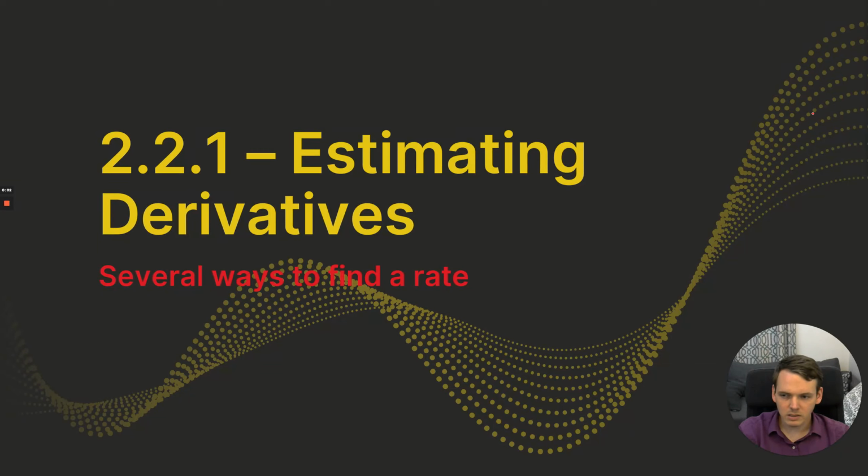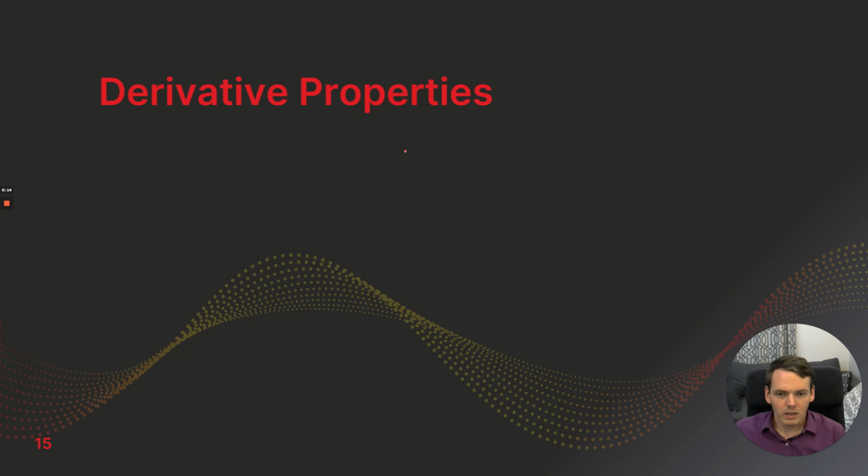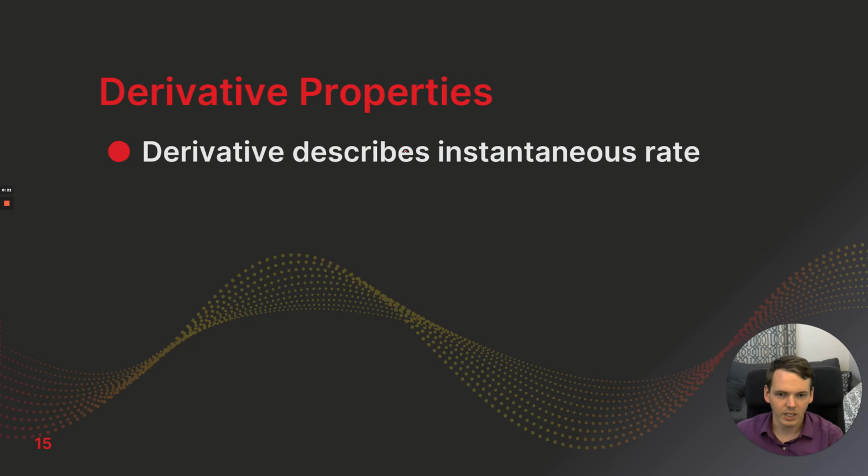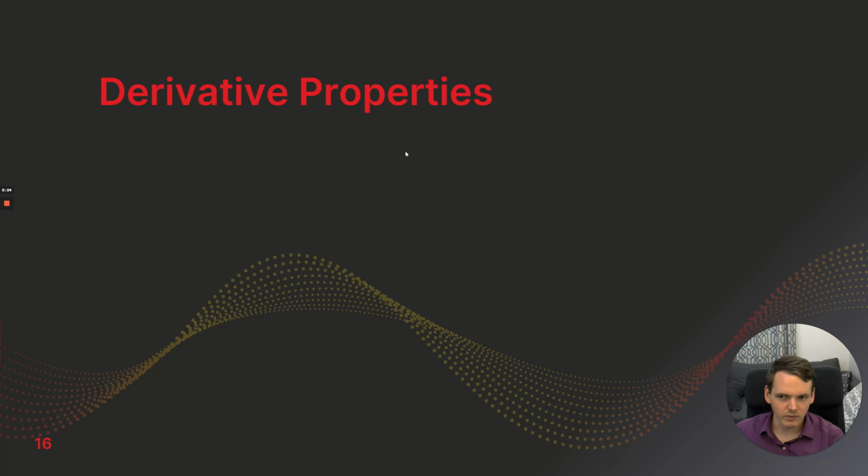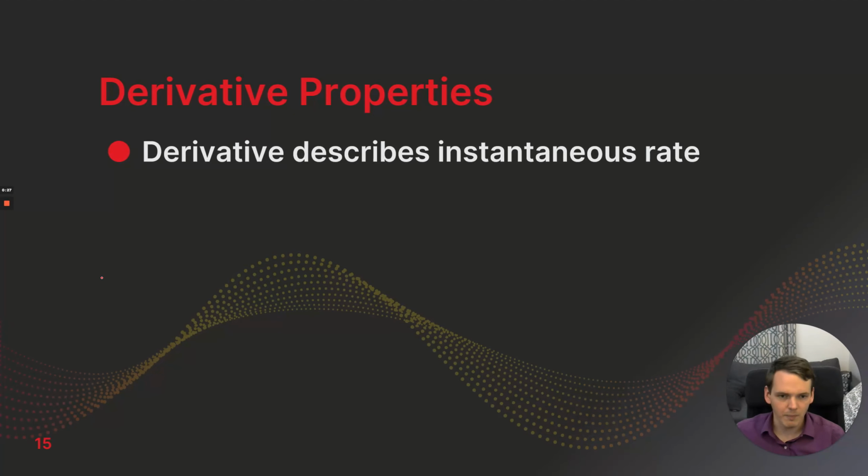All right, next, now that we've talked about the definition of a derivative, we're going to talk about estimating them, or a bunch of different ways that we can find the rate of something. So this involves looking at the property of a derivative and what we've learned about it being a rate of change. So the derivatives describe the instantaneous rate of change of a function.